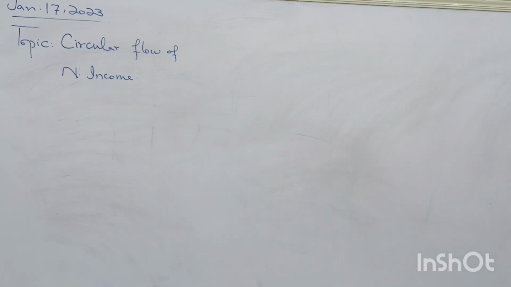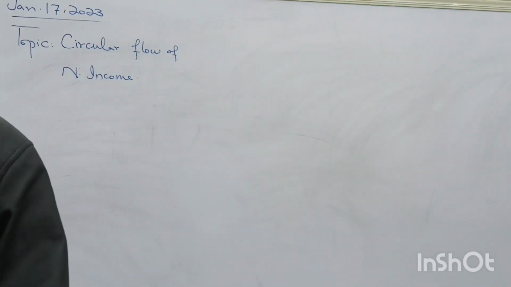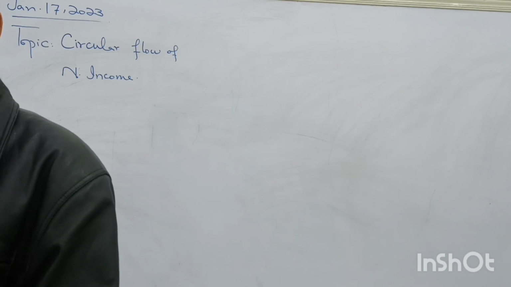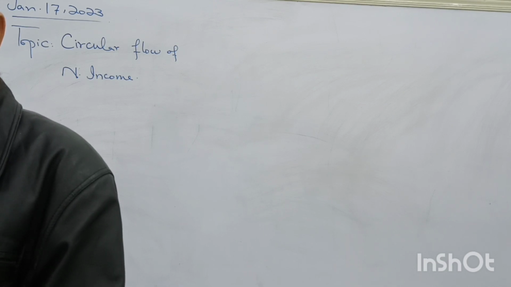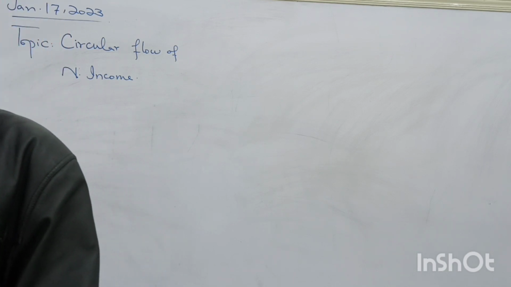In case of output method, we studied how to measure GDP and what is the difference between nominal GDP, real GDP, and what things are included in measuring the GDP, and what are the problems of GDP measurement. Like double counting problem is there. For that reason, we use the value added method.